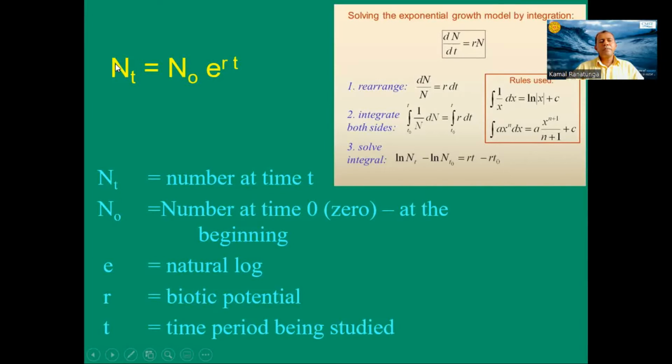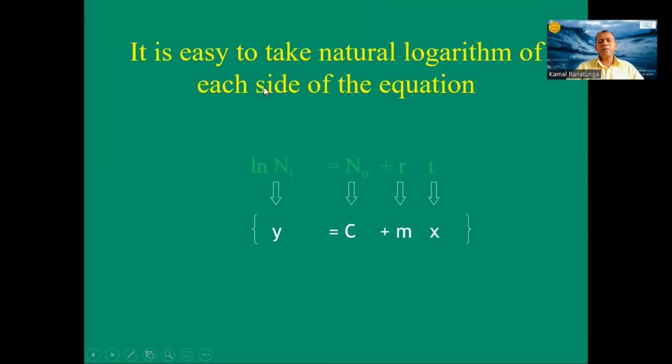Now Nt multiplied by the natural log becomes ln Nt equals ln N0. Because we have taken the natural log, the e is gone, and you get a plus sign, plus R into T. That's how you get this equation: if you take the natural log on either side, you get ln Nt equals ln N0 plus R into T.